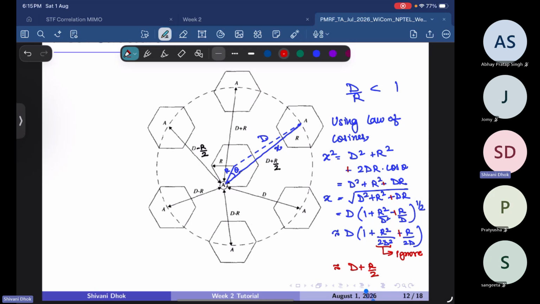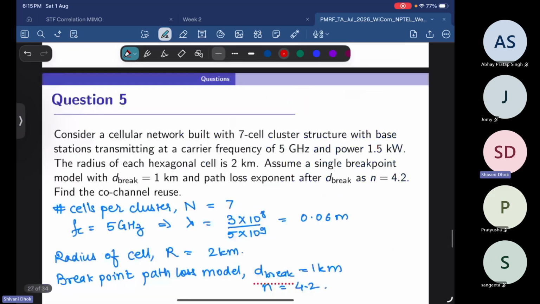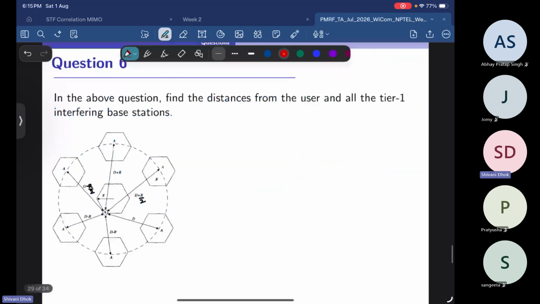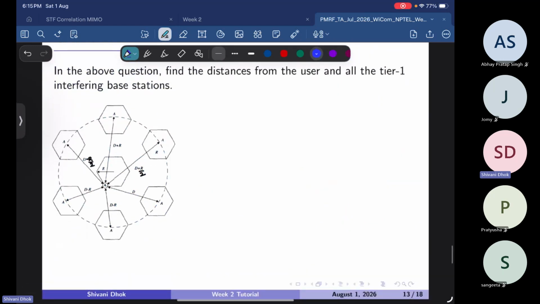Yeah. So you want to find out what exactly are these distances. These distances depend on two factors, that is d and r. In your previous question, you are given r, but you don't have d. But what you know is your co-channel reuse ratio. So we'll make use of that.